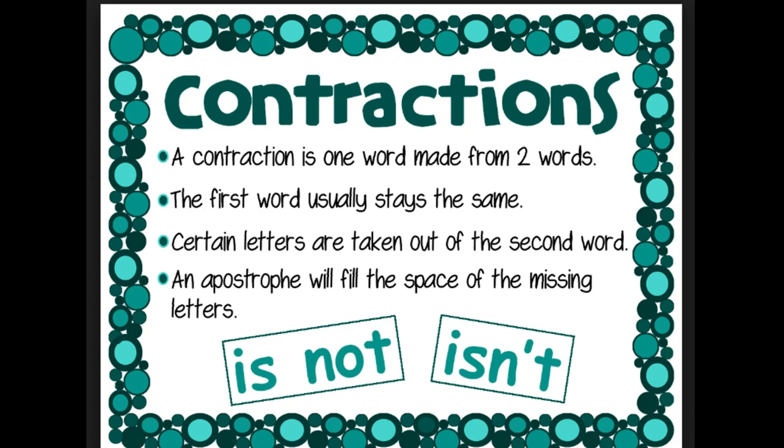Let's review contractions. A contraction is one word made from two words. The first word usually stays the same. Certain letters are taken out of the second word, and an apostrophe will fill the space of the missing letters. Again, we have an example. Is not becomes isn't. We've left out the O out of not and replaced it with the apostrophe to make it a shorter word. Contractions are very convenient and very useful when you're writing and reading. Just be sure that you know which two words make up that contraction so it will have the right meaning for you.